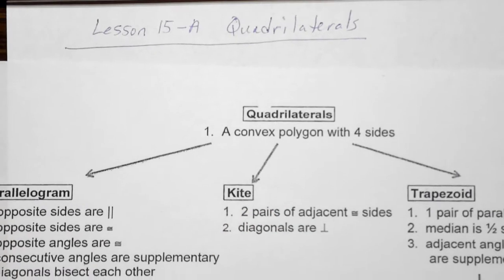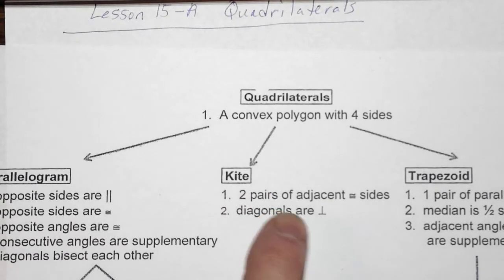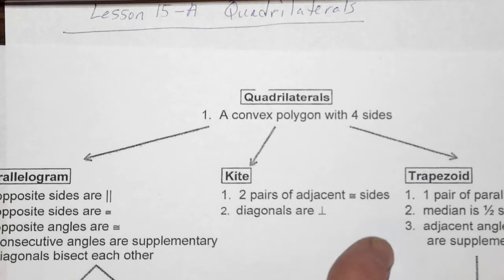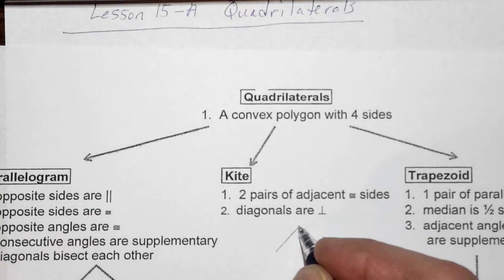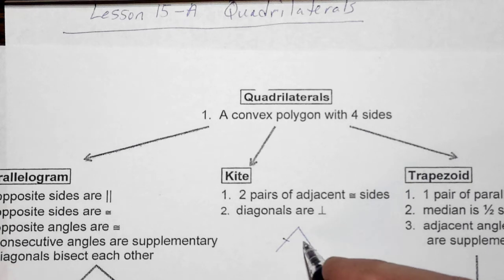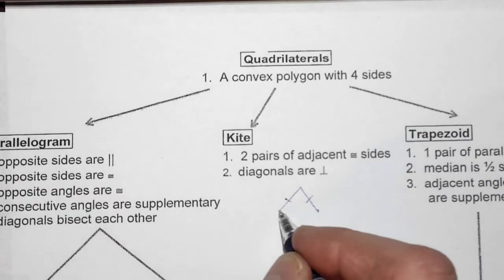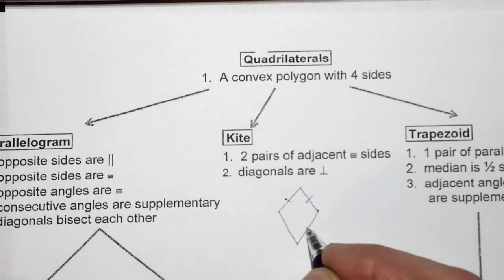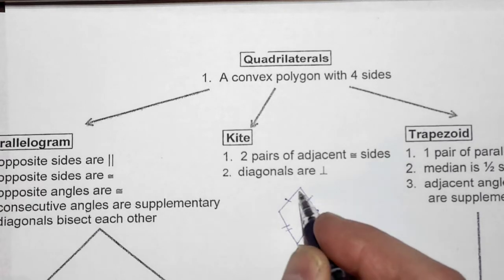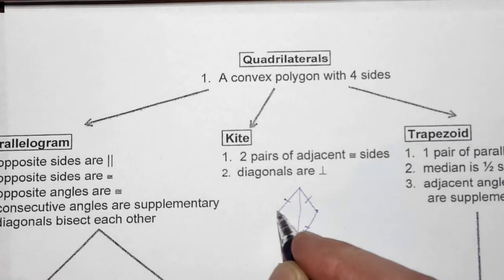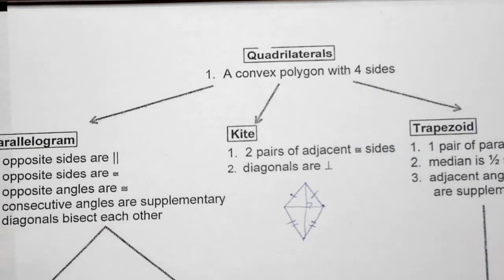These are the properties of it. It has two pairs of adjacent sides, those are the sides right next to each other, connected to a single point, that are congruent. So one pair is congruent, and then the other pair is congruent, and the diagonals are perpendicular. An example of a kite would be something where these two segments are congruent, and then these two segments are congruent. And if you draw the diagonals, they're perpendicular to each other. That's what a kite is.